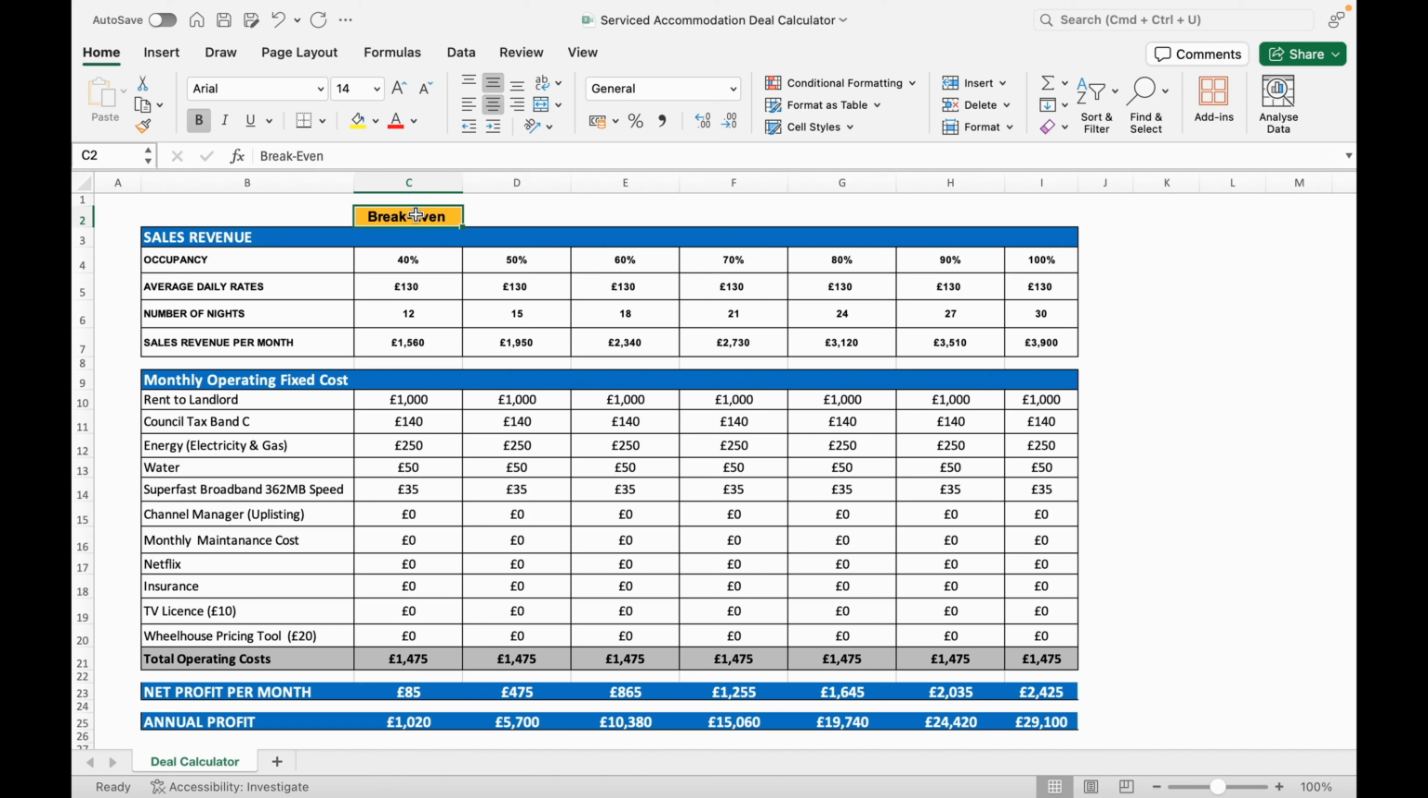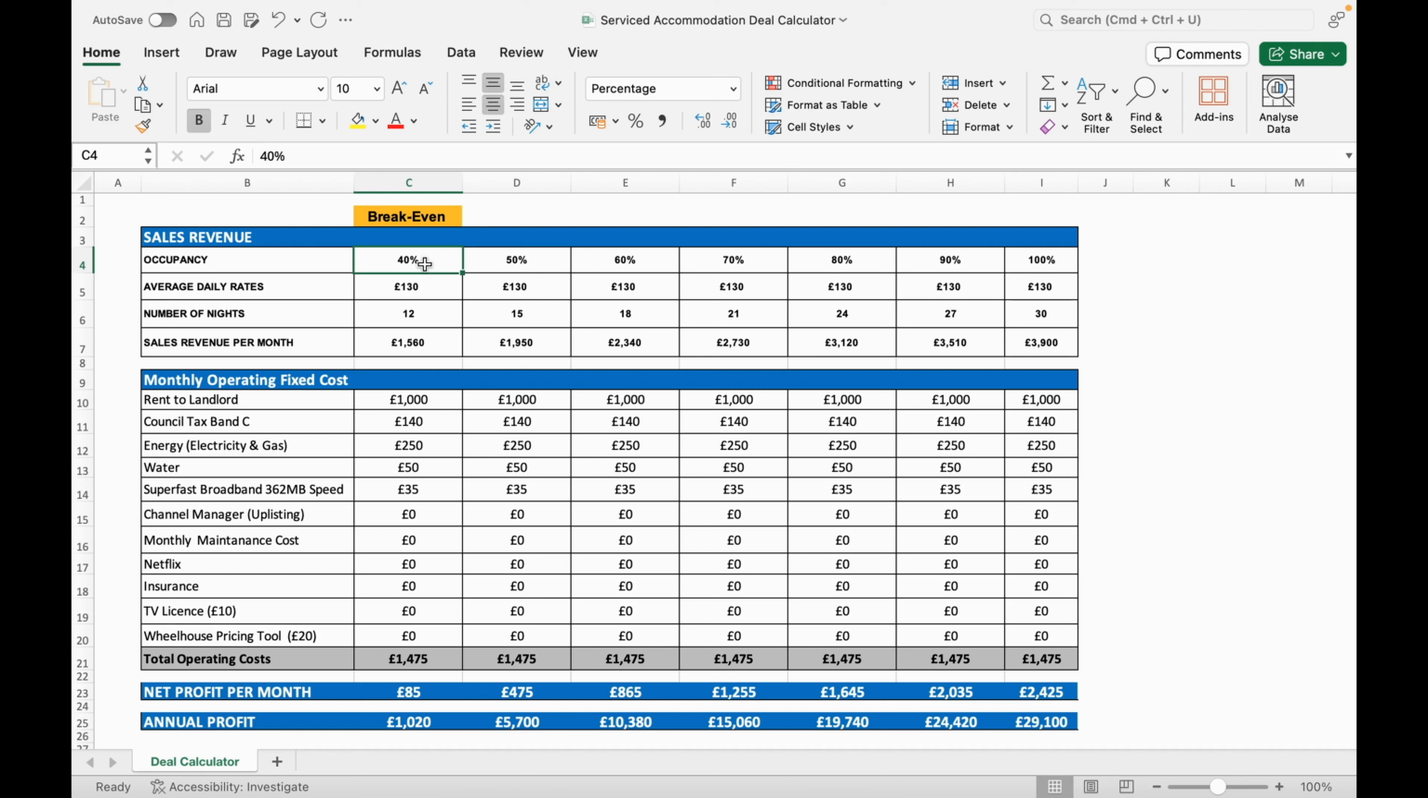At the top, I've got the break-even. This is where your occupancy rate has to be 40% for you to be able to pay your monthly operating expenses and make money. The way I've broken down this spreadsheet, on top it's occupancy. This is how many nights your property is booked per calendar month. So in 30 days, how many nights is it booked? If it's booked for 12 nights, your occupancy is 40%. In all my deals, I usually use 40% as the break-even point.